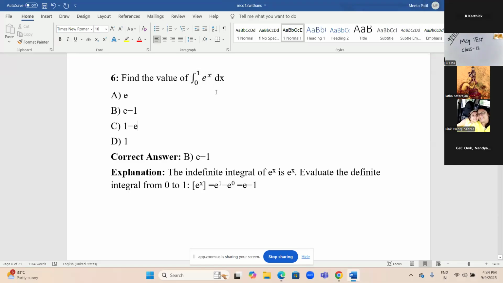So here, what is the integration of e raised to x? That is e raised to x itself. So if you apply the upper and lower limits, what is the upper limit? That is 1. And what is the lower limit? That is 0. E power 1 means e itself. E power 0 means anything to the power 0 is 1. So your answer is e minus 1. That is option B, e minus 1 is the correct answer.